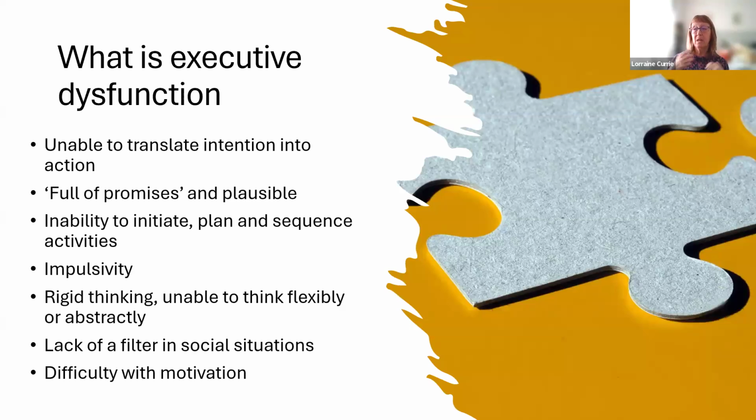Executive dysfunction can also result in impulsivity. So they act before thinking about what it is they actually said they would do in those circumstances. Equally, they may have very rigid thinking or not be able to think abstractly. And they may have that lack of a filter in social situations and be difficult to motivate. So in an interview, they may be able to tell you, yes, I've got no problem with that. I can do all those things myself. But actually, they don't get dressed. They don't have a shower. They don't do the things that they've just told you that they can do.